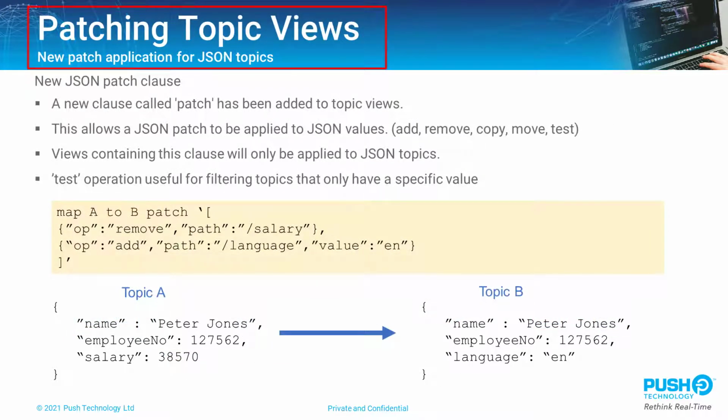Diffusion now allows you to take advantage of JSON patching, so you can basically use the patching clause to make changes to topics. In the example below, we removed the path salary and added the path language with the value of EN in topic B.